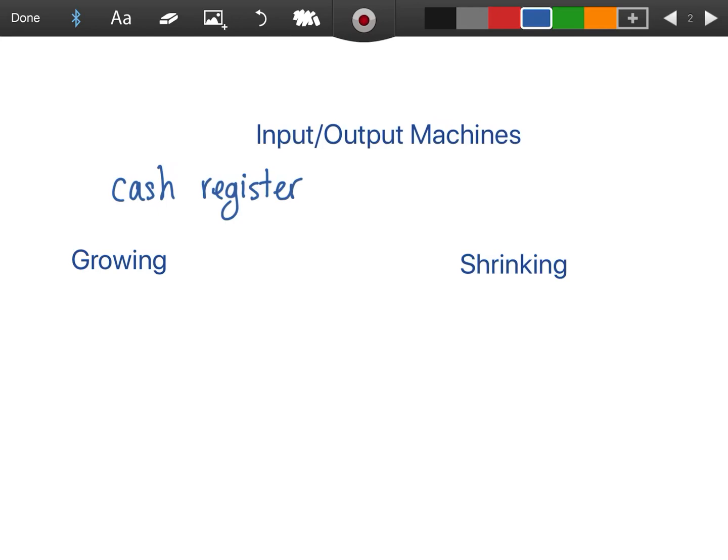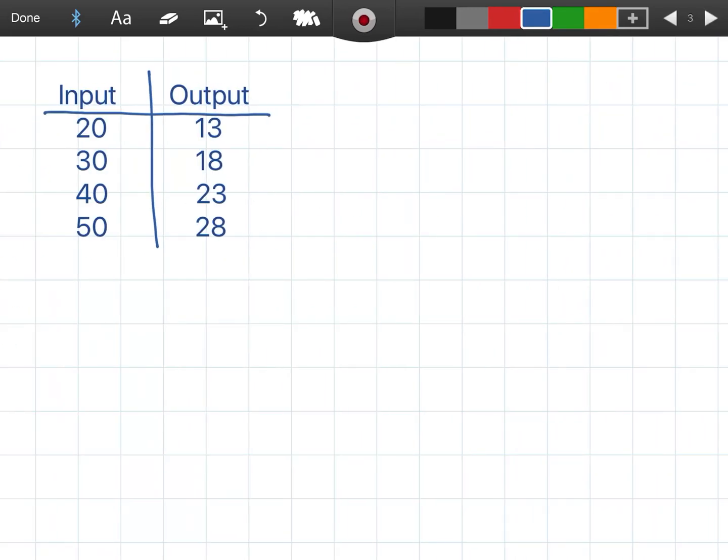So when we're looking at input and output machines, when we put a number in, it can come out as something that has grown. The most common ways to grow a number are to add something or to multiply, or we can shrink the number by subtracting something or dividing it by something. So let's look at an example. This is the input and output example that is in your Math Makes Sense workbook. What we're going to try and figure out is, what functions does this machine perform?